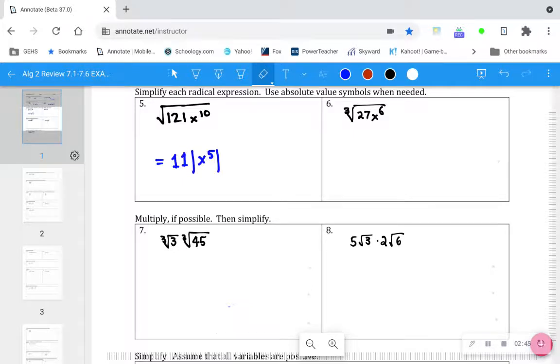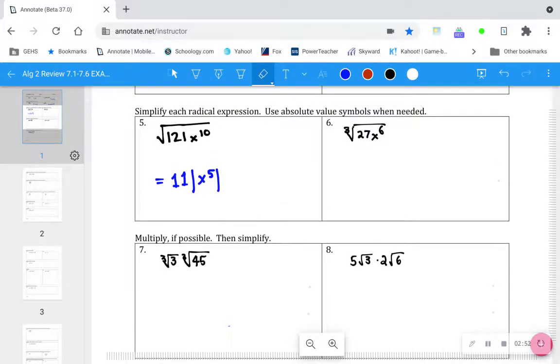The other thing is you've got to make sure you get a positive answer. So you're going to put absolute values around that part, the x to the 5th. The rule for that is if your original index is even, there's a little 2 out there, and your exponent at the end is odd, then you need the bars.